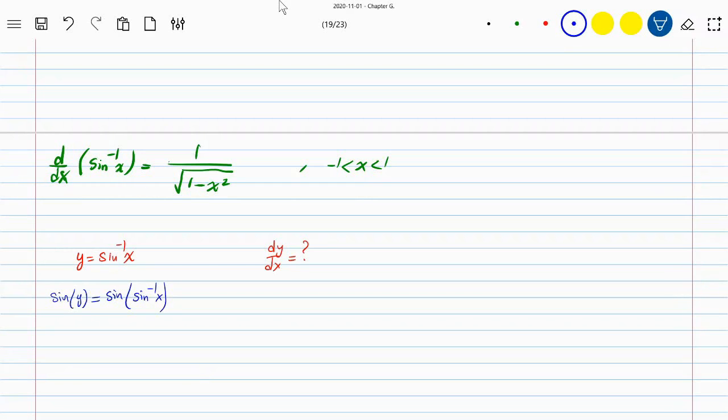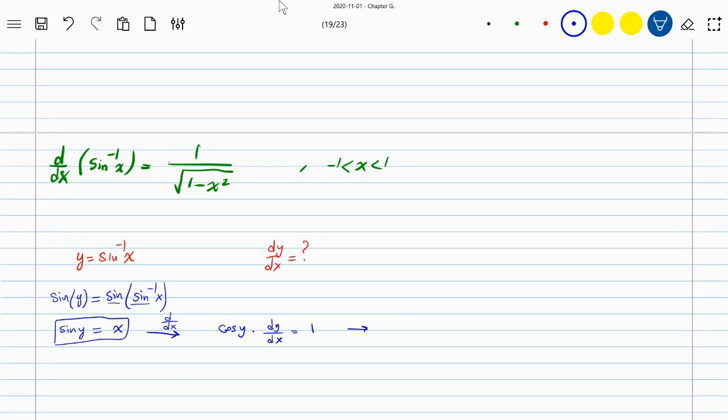If I do that, what do I get? Left side, still sine y. What I have on the right side is the composition of sine with its inverse. So therefore, these two will cancel out and I will get simply x. So I have this equation sine y equal to x. Can I take the derivative here? Yes, because I know the derivative of each term. So d over dx, let me write this as the derivative of sine y would be cosine y multiplied by dy over dx. And on the other side, derivative of x would be simply 1.